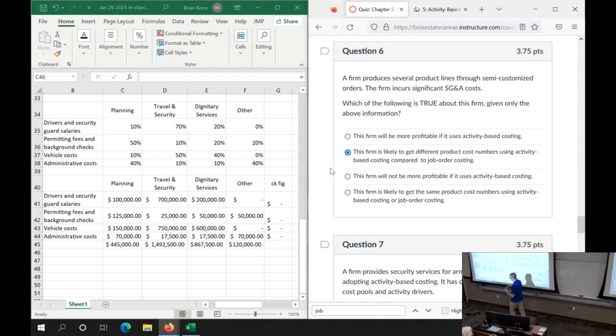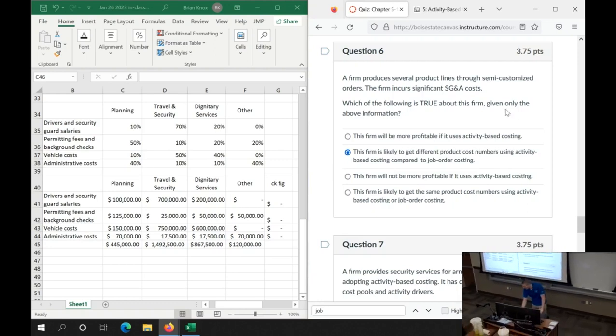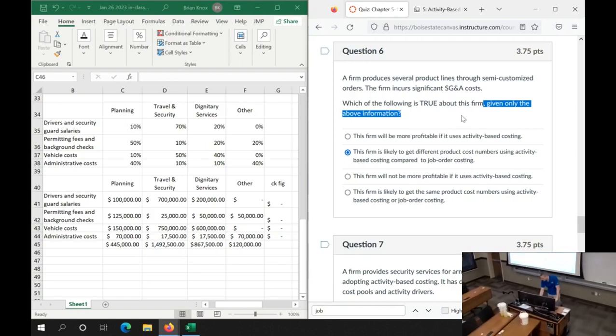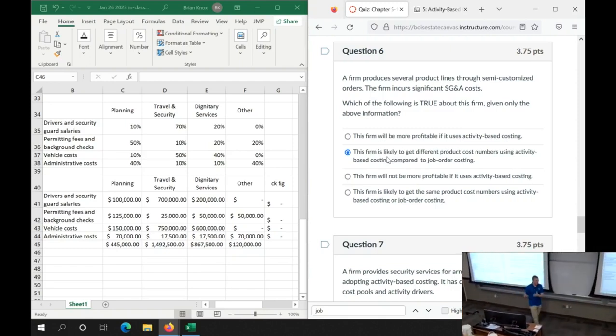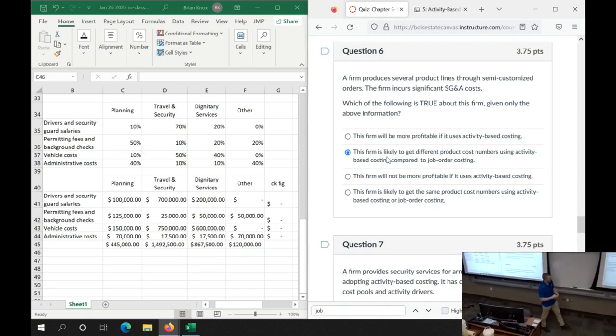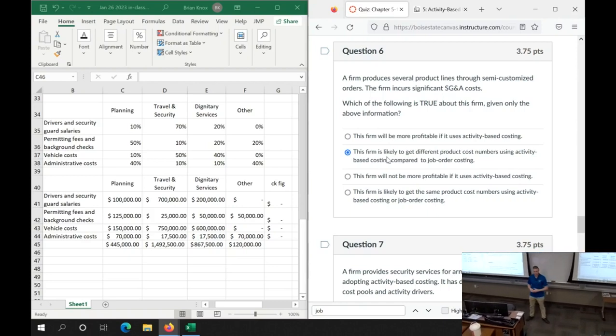And so there are costs associated with ABC, and we don't have enough info to know if those costs outweigh the extra profits from making more profitable decisions for this firm. We just don't know. So we can't answer A or C. We just don't know enough, which is why I have this comma given only the above information. We do know it's very likely they're going to get different numbers between ABC and job order costing, especially with the SG&A piece, in addition to the fact that ABC with multiple cost drivers just generally gives you different numbers.